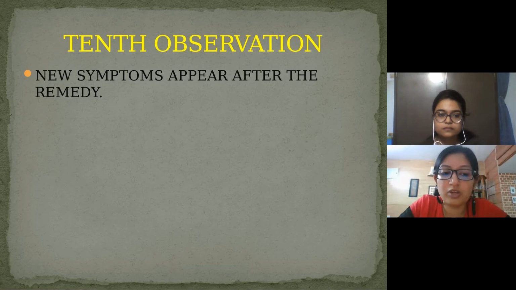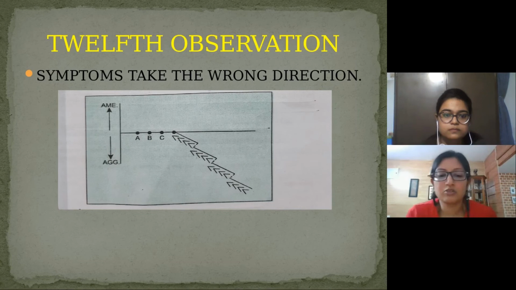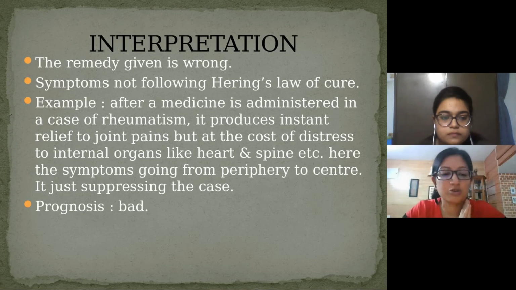Like the example that she gave, you're giving a remedy for rheumatism. So the joint pain is better, but it will show some aggravation in the heart or the spine, which is not favorable at all. The heart or the spine is an organ of more importance. And if those are getting affected at the cost of your joints getting better, then that's a wrong direction, isn't it? The heart and the spine cannot take the beating of the medicine in order to make your joints feel better. So the wrong direction means it's not following Hering's law of cure.